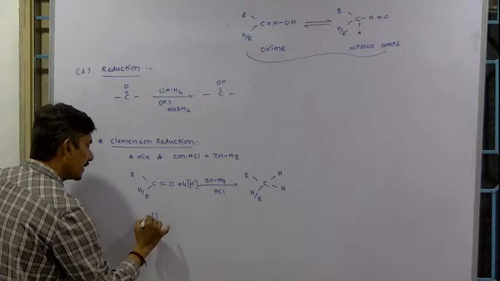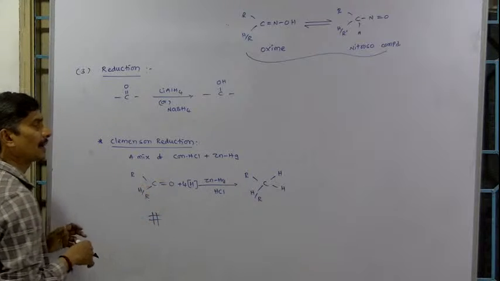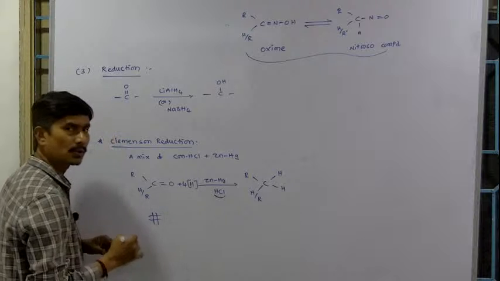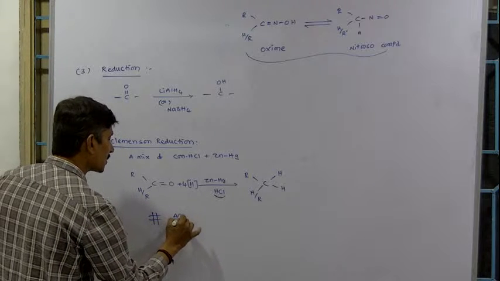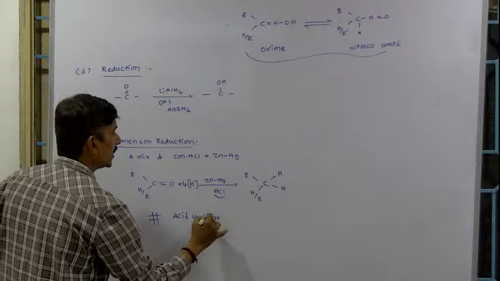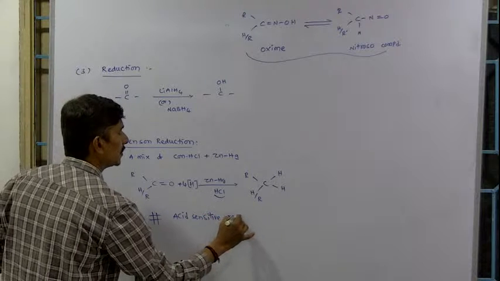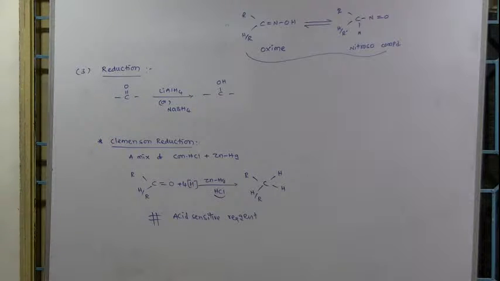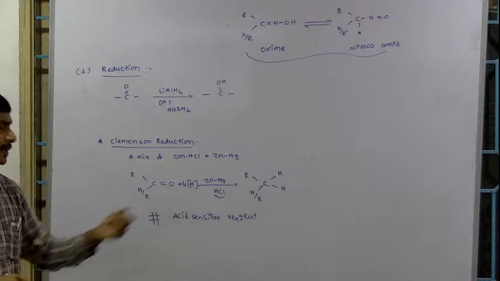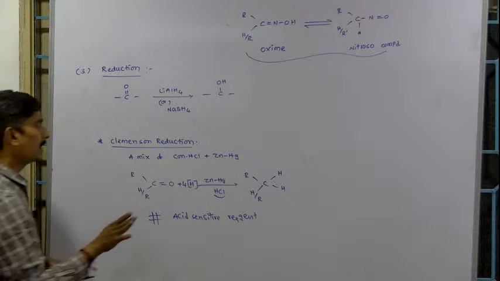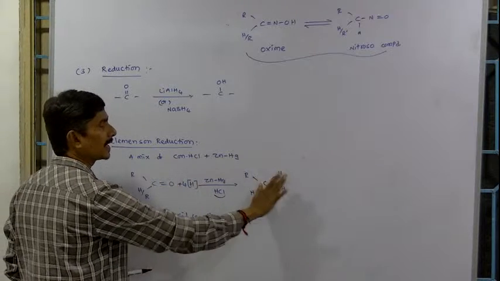In this, we may have a note. Look at this zinc amalgam and hydrochloric acid. What are we using now? HCl. So it is an acid sensitive reaction. Acid sensitive reagent. It means that along with the compound, if any acidic group is present, like an OH group, then that can also be removed to give the other product. If it contains only a carbonyl compound, then it is reduced to give a hydrocarbon.